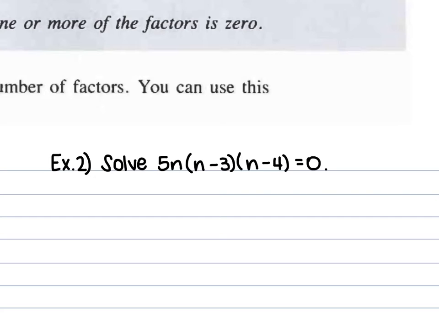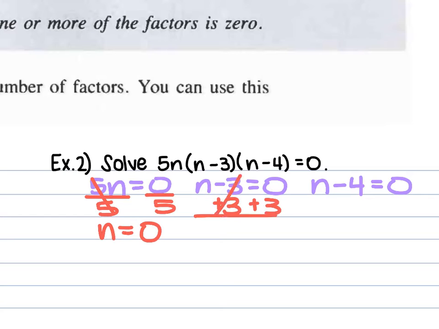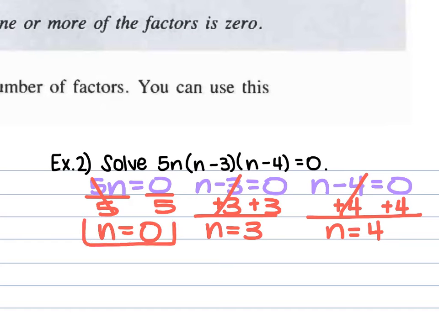For 2, we have 5n times n minus 3 times n minus 4 is equal to 0. So we're going to set each part equal to 0. So 5n is equal to 0, n minus 3 is equal to 0, as well as n minus 4 is equal to 0. Solve for n on each part. The 5n is equal to 0, divide by 5 on each side. We get n is equal to 0. The n minus 3 is equal to 0, add 3 on each side. We get n is equal to 3. The n minus 4 is equal to 0, add the 4 to both sides. We get n is equal to 4. So we have n is equal to 0, n is equal to 3, and n is equal to 4.